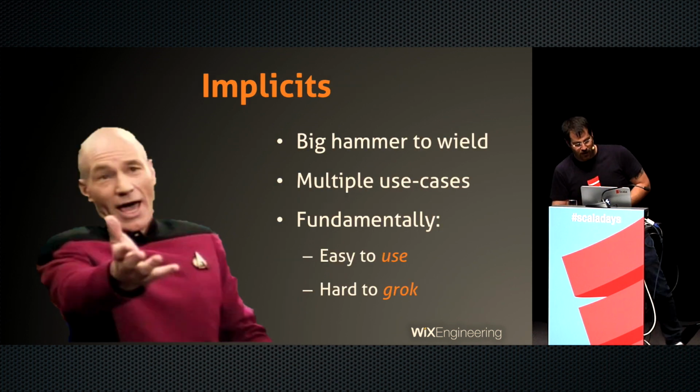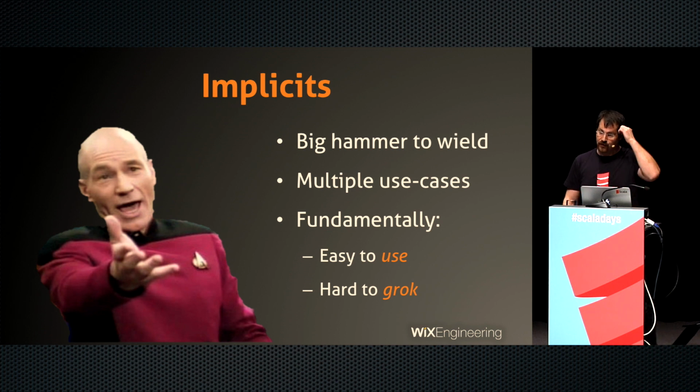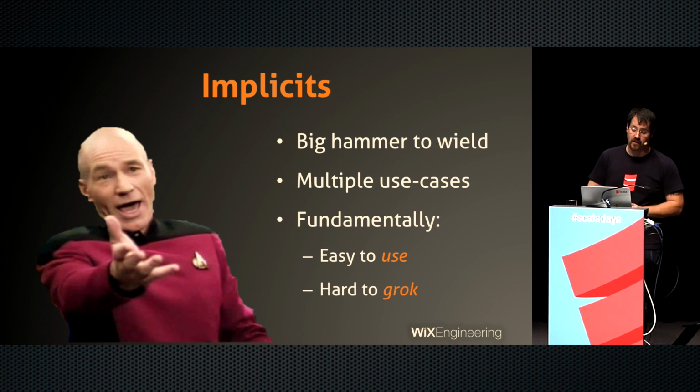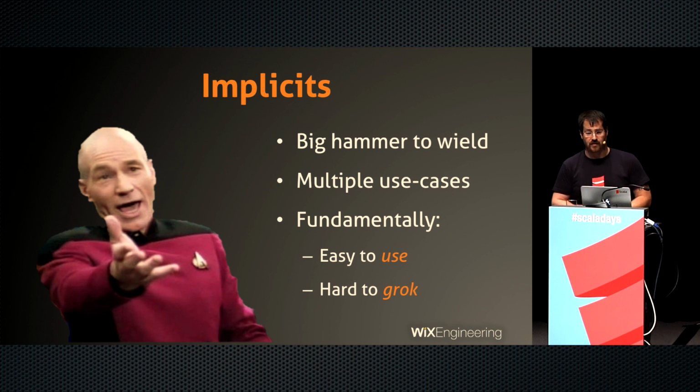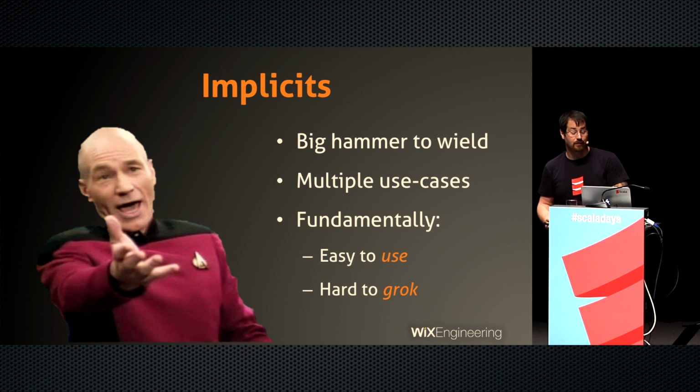Implicits. Implicits are core to Scala. It's an incredibly powerful feature, but it's also very abstract, right? There are many different use cases for implicits, and fundamentally, for most of these use cases, implicits are very easy to use. Looking at the call site, it's almost transparent, right? Usually you don't see them at play.